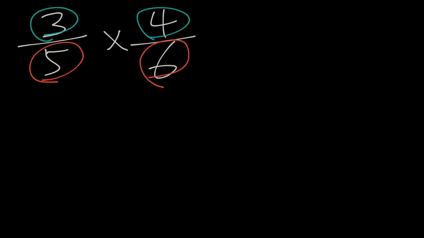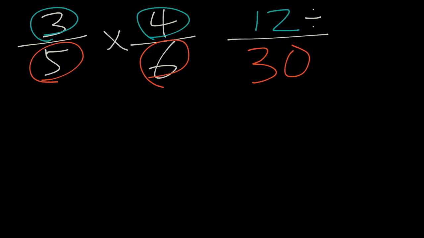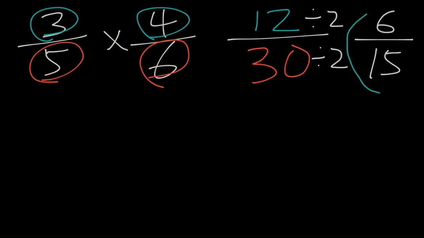3 times 4 is 12. 5 times 6 is 30. Now we can see 12 over 30 are both divisible by 2. So 30 divided by 2 is 15, and 12 divided by 2 is 6. So our final answer is 6 over 15.